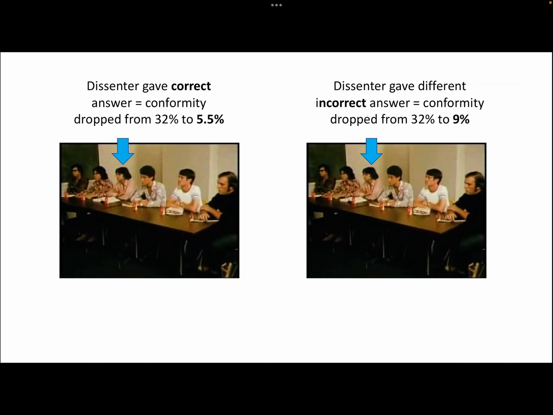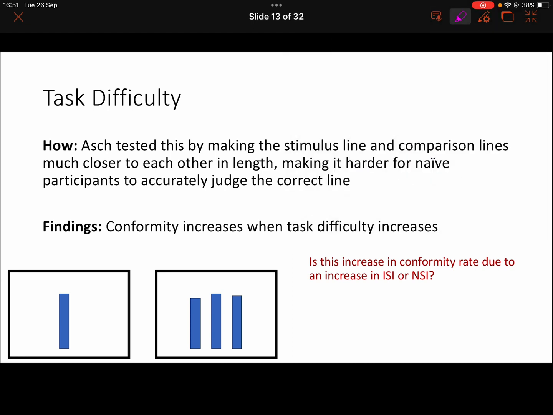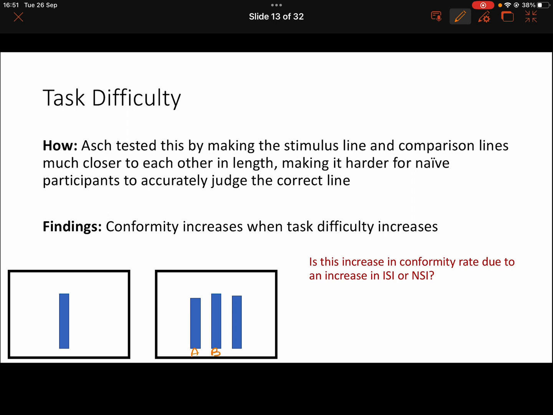So the final variable that was tested by Asch is task difficulty. So you might like to have a go at this. Which of these lines, A, B, or C, is the same in length to our target line? Have a go. The correct answer is B.